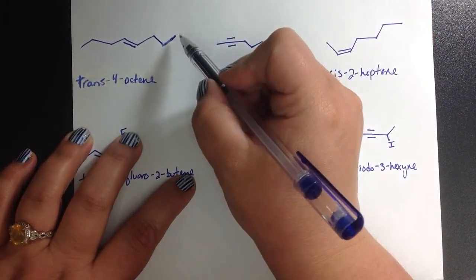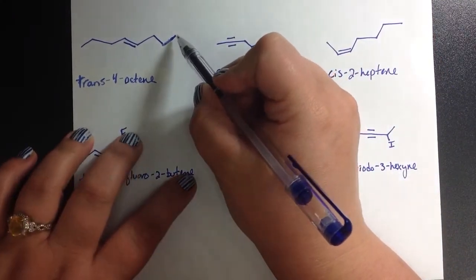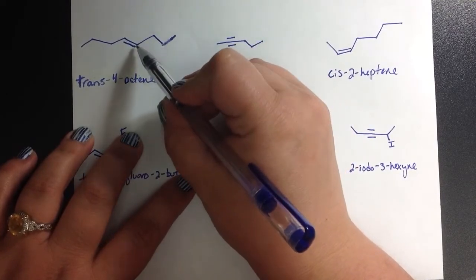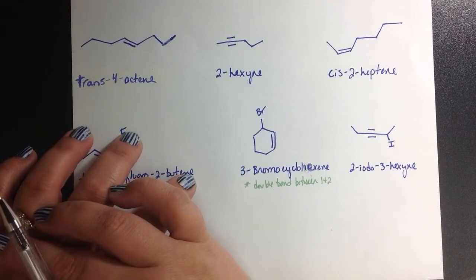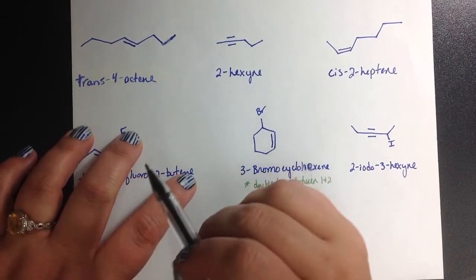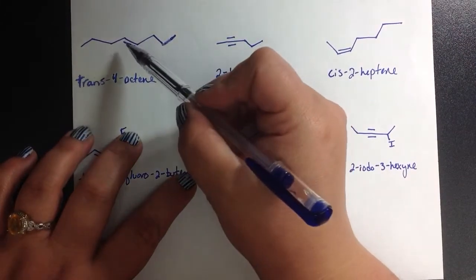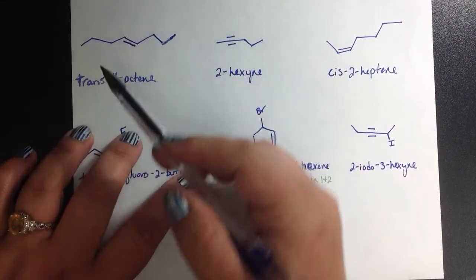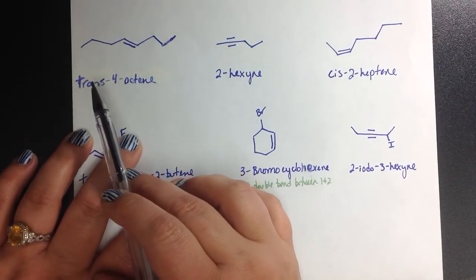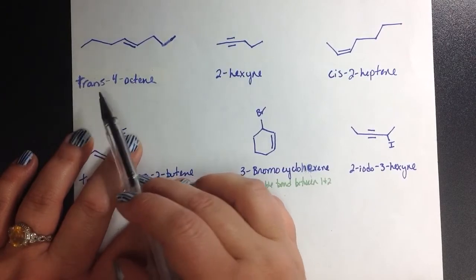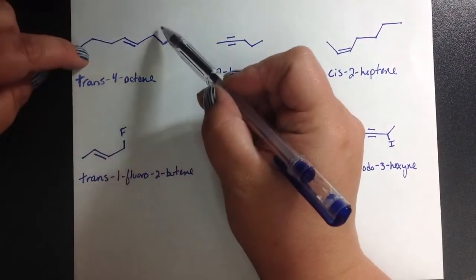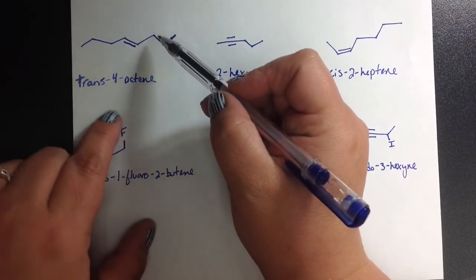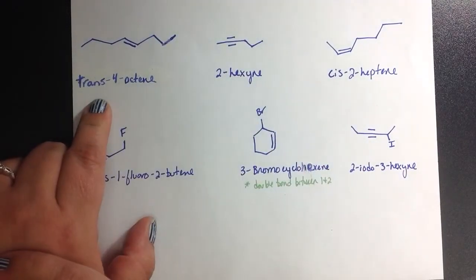Now let's count from the other side and just make sure that we had the lowest number possible. 1, 2, 3, 4. It's also the same, so it doesn't really matter in this case. Now, here's the addition. We have to also tell people if this is cis or trans. That goes in the front of the word, and we typically write that in italics if possible. So since our carbons are going opposite directions, we're going to designate that as a trans-4-octene.